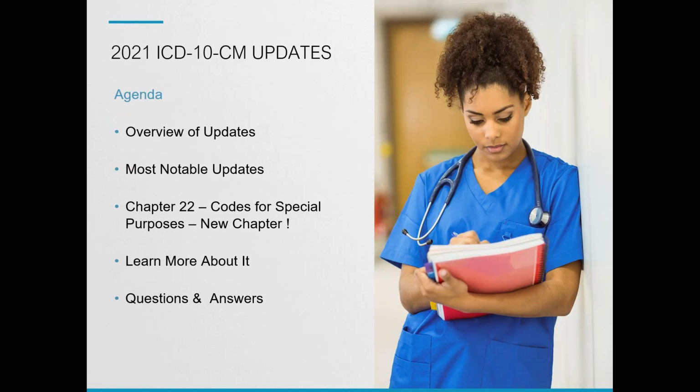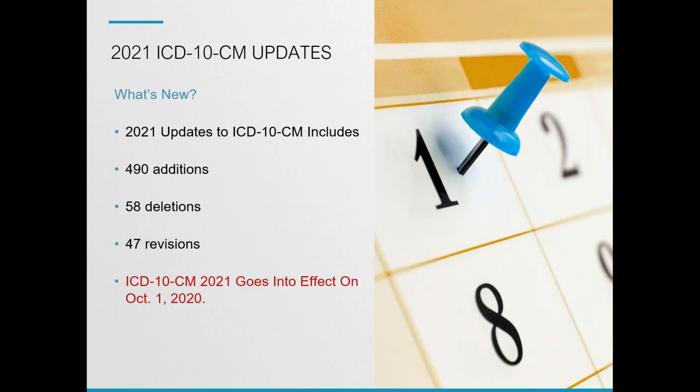We have a busy agenda for today as we will go over the updates, the guideline changes, and Chapter 22, which is new this year. It's important to note the ICD-10 CM codes we review in this presentation do not go into effect until October 1, 2021. As you can see, there are a total of 595 changes, including updates, deletions, and revisions. With the limited time for the presentation, we will go over the most notable.